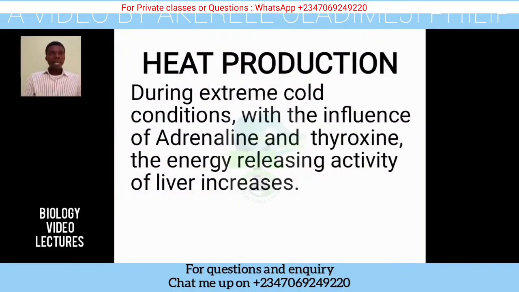Then heat production during extreme cold conditions. With the influence of adrenaline and thyroxine, the energy-releasing activity of the liver increases. And you know, once you release energy, the more heat is produced.